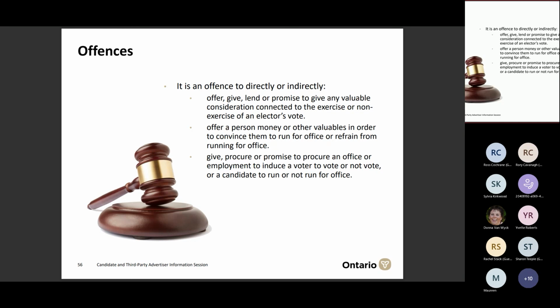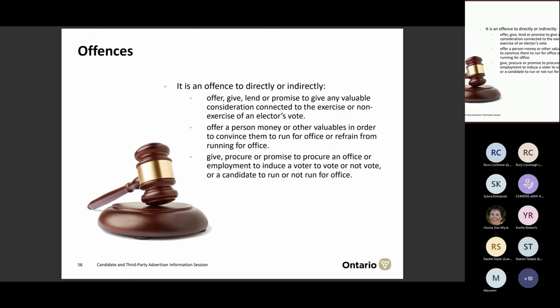offer, give, lend, or promise, or agree to give or lend any valuable consideration in connection with the exercise or non-exercise of an elector's vote. Advance, pay, or cause to be paid money intending that it be used to commit an offense referred to in clause A, which was the first one I gave you, or knowing that it will be used to repay money used in that way.